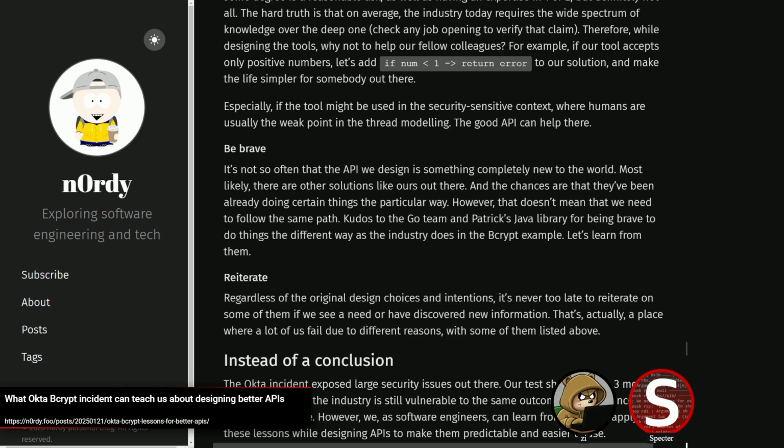One of the thoughts that I thought was pretty interesting though was the, let me just bring up the exact thing.